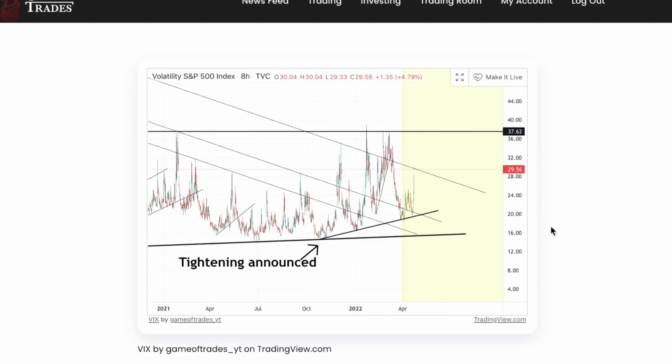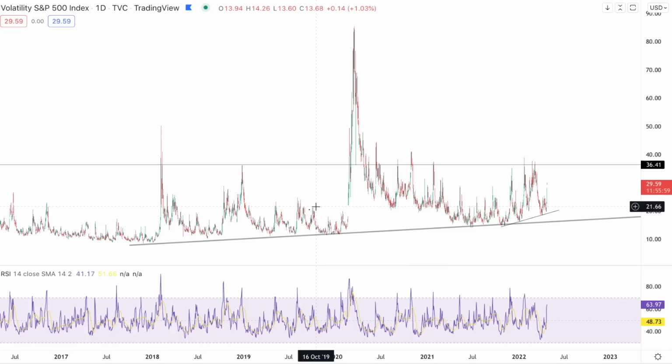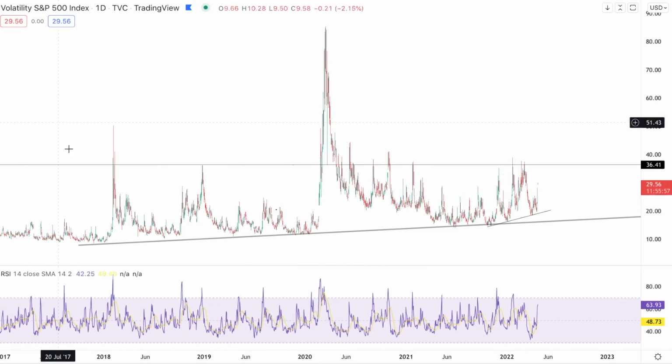Now, this is just a reminder. If you're trying to trade short-term price action on the SP 500, you don't buy the SP 500 when it's testing the VIX support trend line. You buy it when it's at resistance, testing big levels of resistance. So let's check out what's going on the VIX right now.